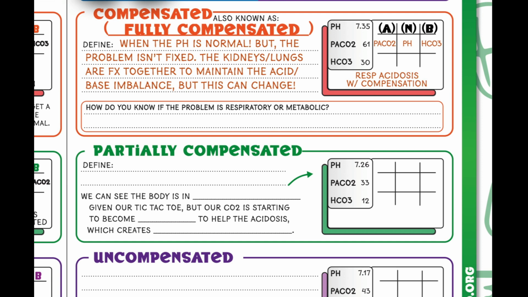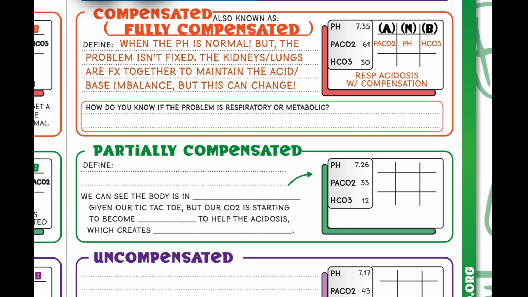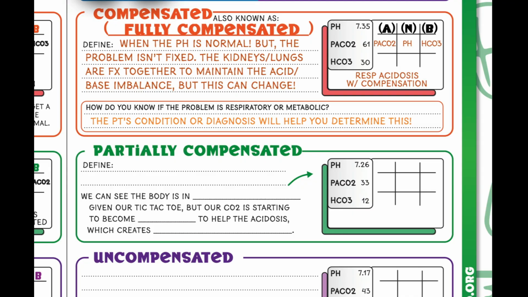So in this tic-tac-toe, we pretty much are going to assume this is gonna be a respiratory acidosis, but we're gonna say it's compensated because one, we have a normalized pH or pH within range, but we also can see this bump now in that bicarb of 30 because it's trying to swing the other direction to counter or buffer all of that acid. So the biggest question here is, how do we actually know if the problem is respiratory or metabolic? Because essentially, we didn't really get a tic-tac-toe, right? Because our pH is normal. Well, the patient's condition is going to help us determine this, or their diagnosis is going to help us determine this.